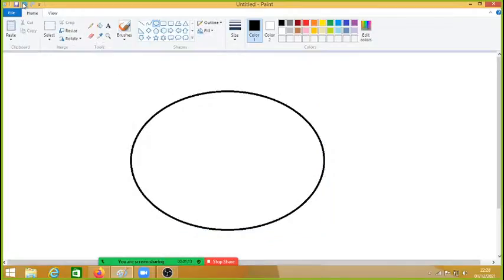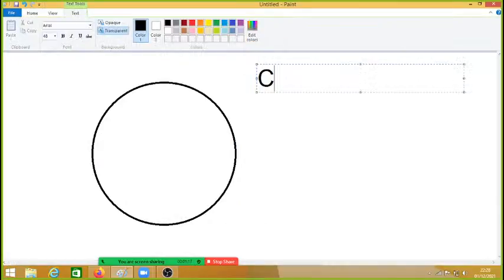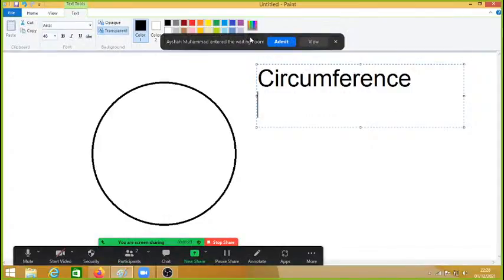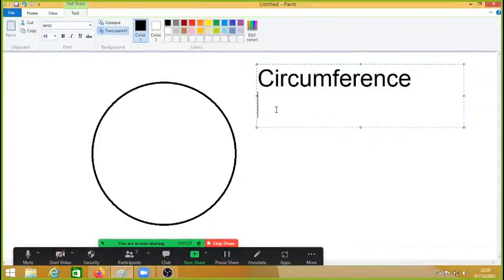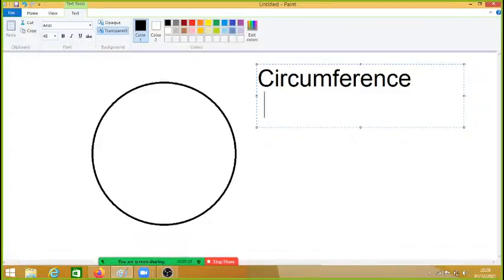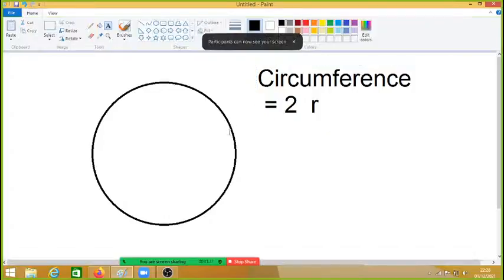Let's start with a nice neat circle. And before we discuss angles, let's talk about the circumference of this circle. The circumference of a circle, you should hopefully remember the formula is 2 times pi times r. Let's just write in the pi.